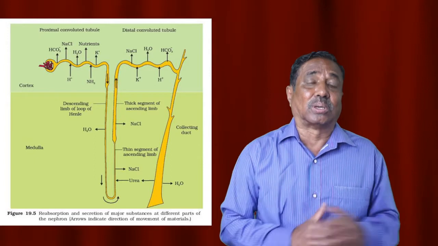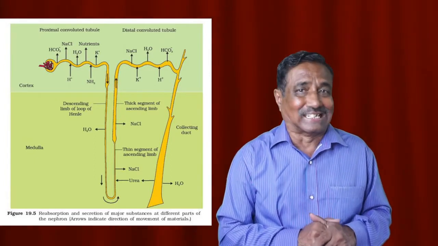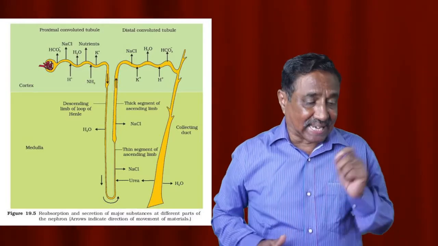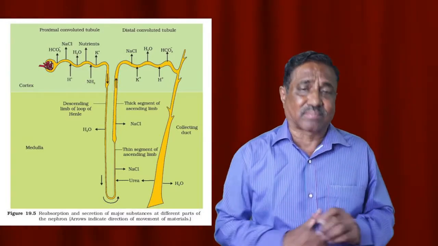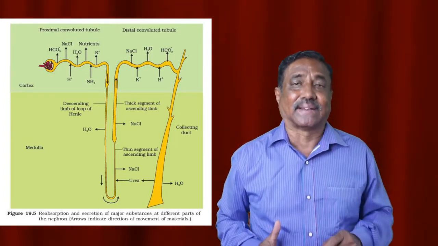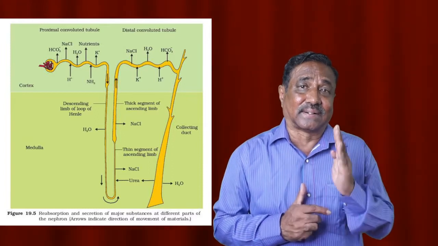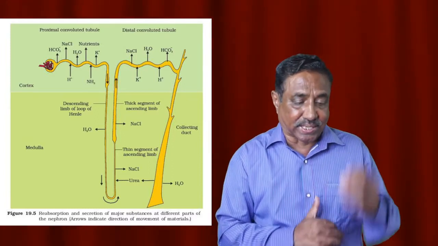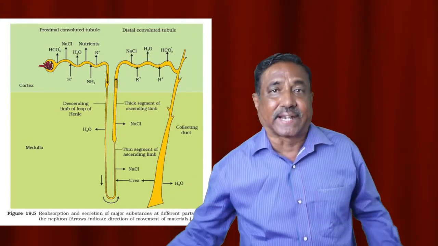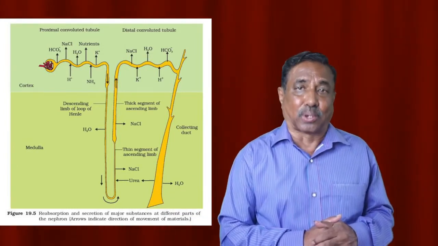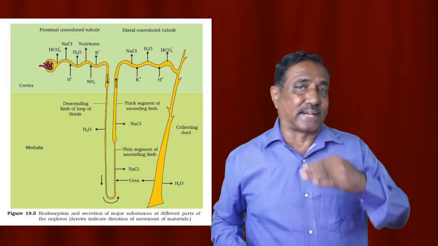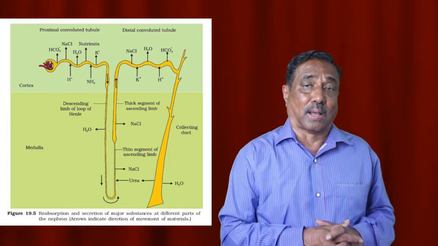And coming to the last aspects, as I told you earlier, this urine is slightly acidic in nature, and the pH is 6. 20 to 25 grams of urea is excreted per day, as I told you earlier, and 18 liters of carbon dioxide is eliminated per day.